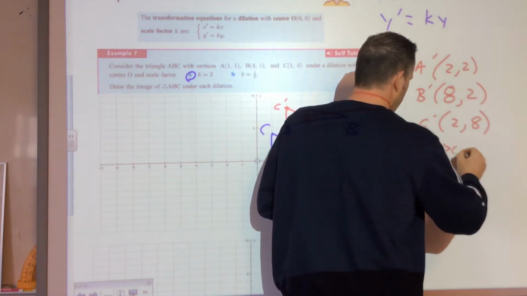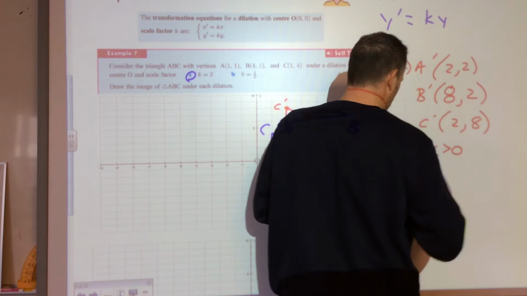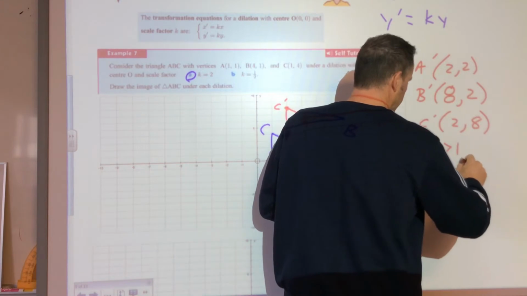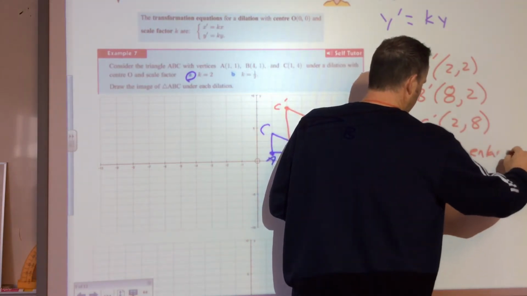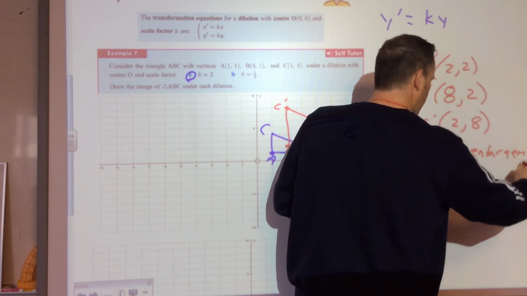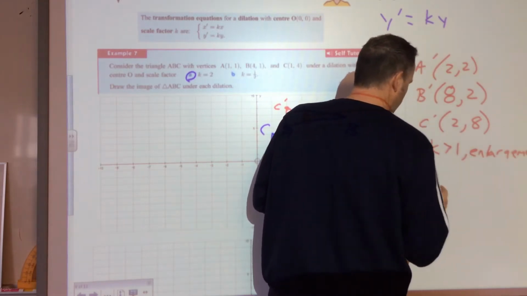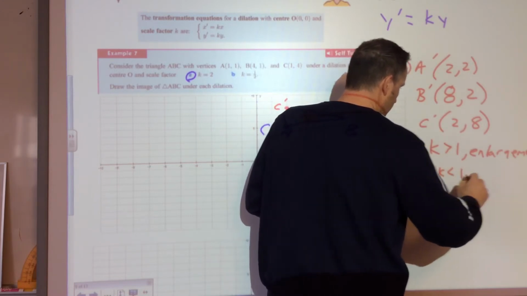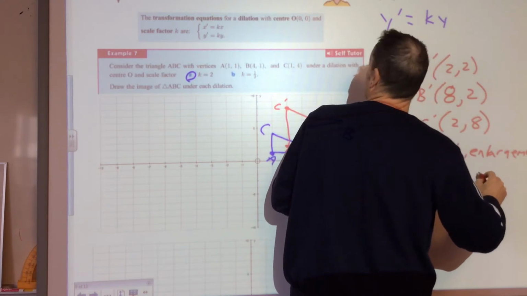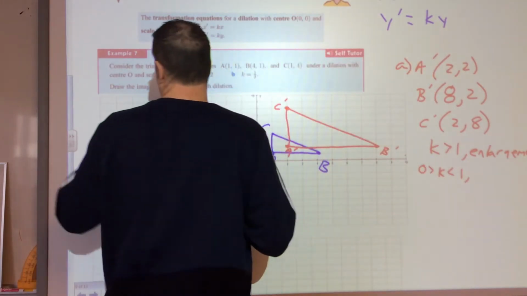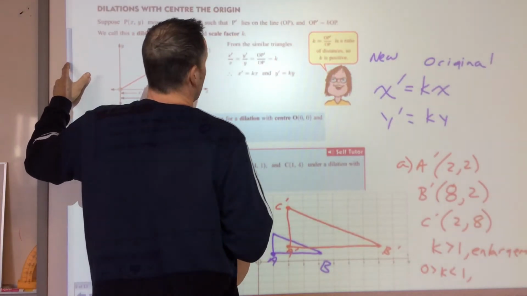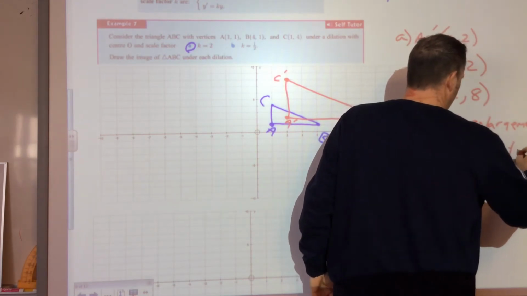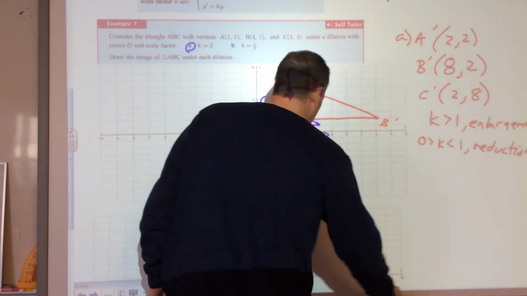So when K is greater than 1, it's an enlargement. Okay? K is less than 1, greater than 0. Oh my goodness. Can't think of the word. I am looking for a reduction. So, that being said, you look at the next one.